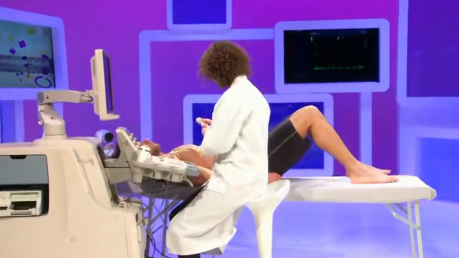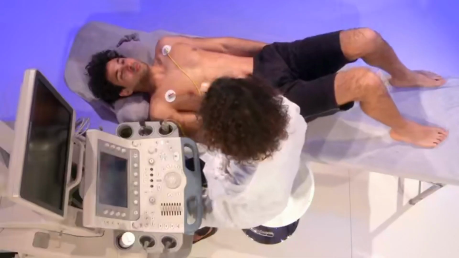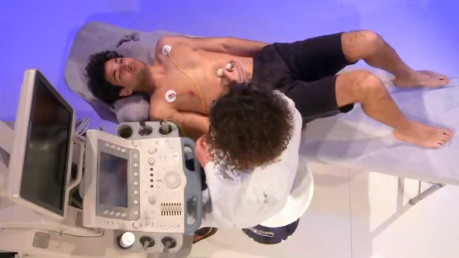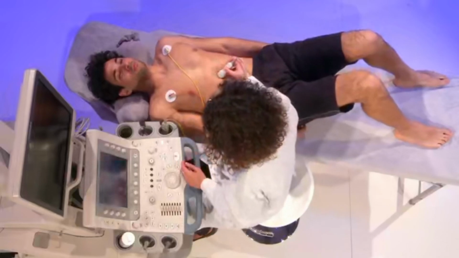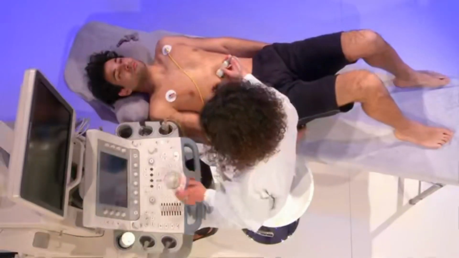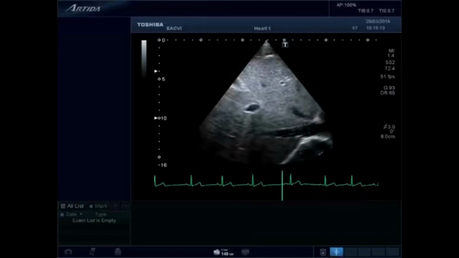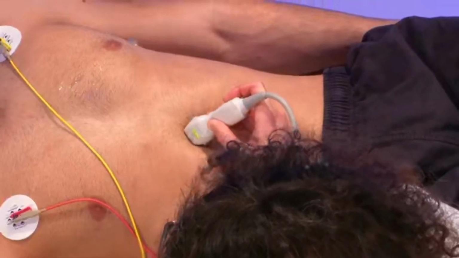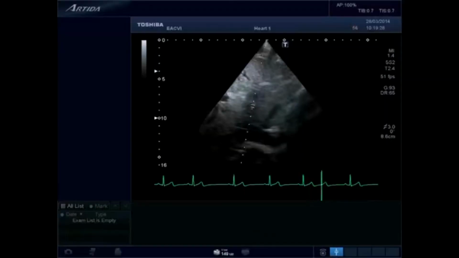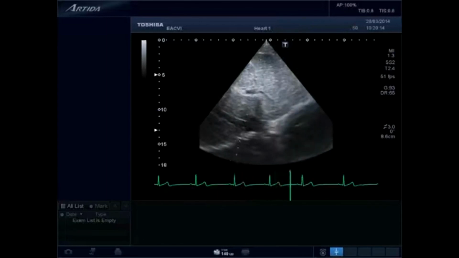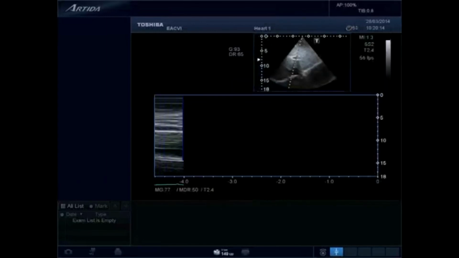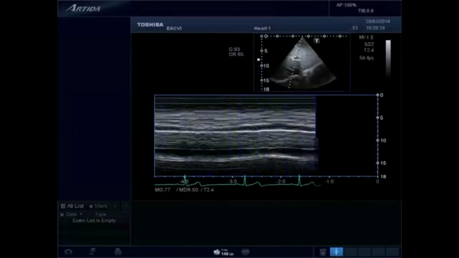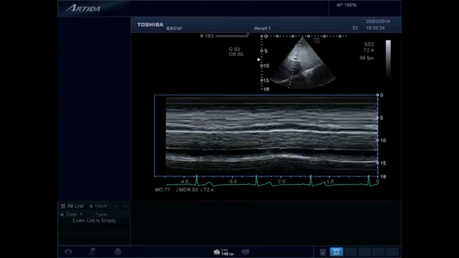The last acquisitions that I can do in M-mode, so I put again the marker this way. Sometimes I can assess the diameter of the inferior vena cava with an M-mode. I also have to be really perpendicular to the axis of the vein. So now I'm perpendicular and I will do the acquisition. And I will be able to measure the diameter at end expiration and inspiration.